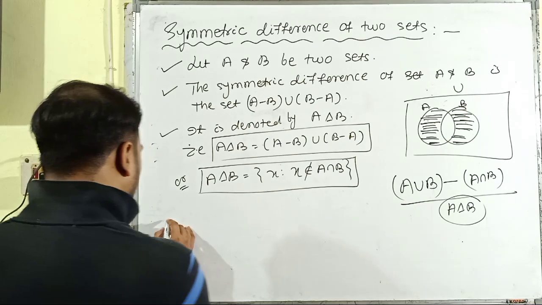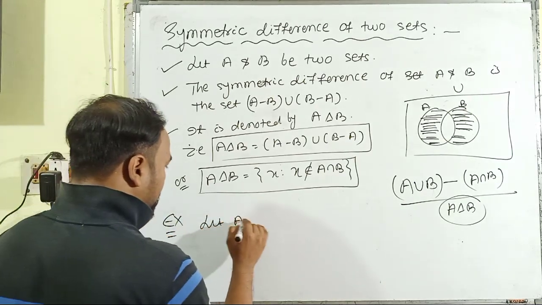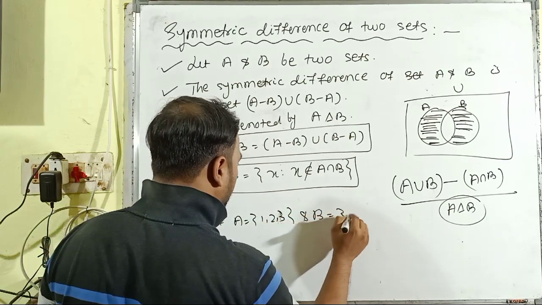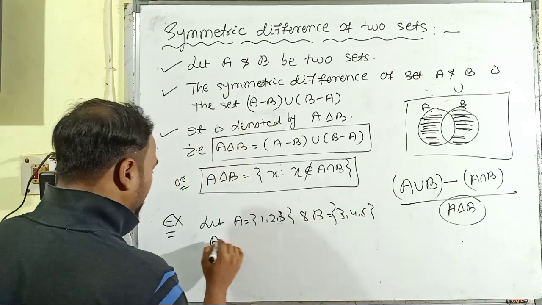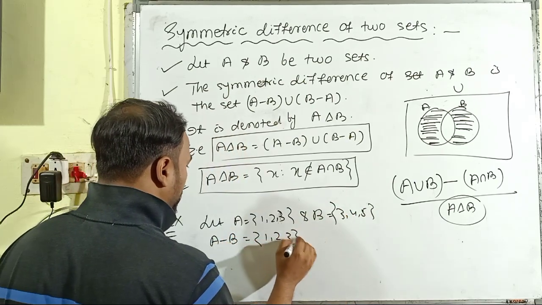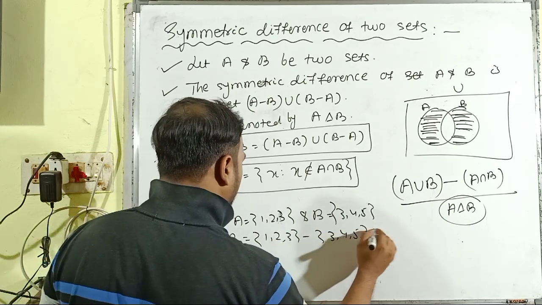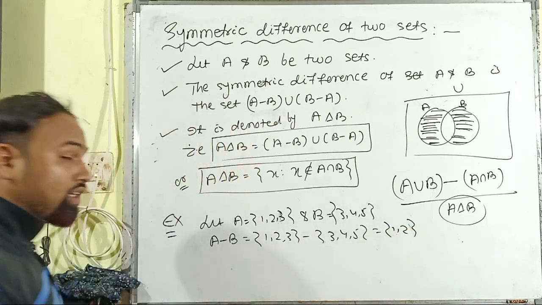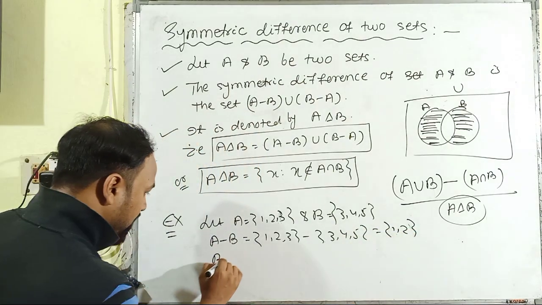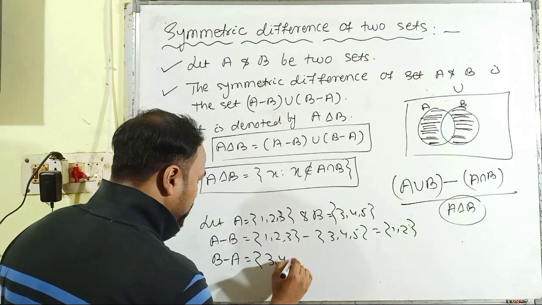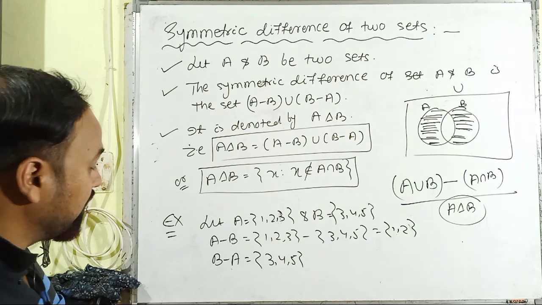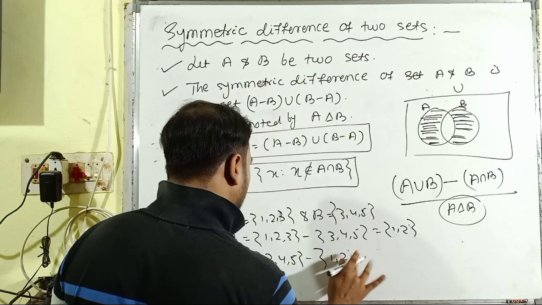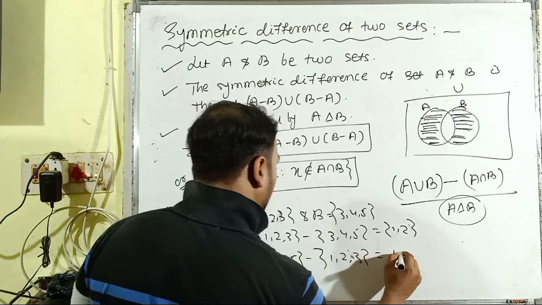Then let us take an example so that it will be clear. Let set A be equal to {1, 2, 3} and set B be equal to {3, 4, 5}. First of all we have to find A difference B. It is {1, 2, 3} difference {3, 4, 5}. This is {1, 2}. We have to find those elements which are not present in the set B. Then we have to find B difference A. That means we have to find those elements which are present in B but not present in the set A. Those elements are 4, 5.